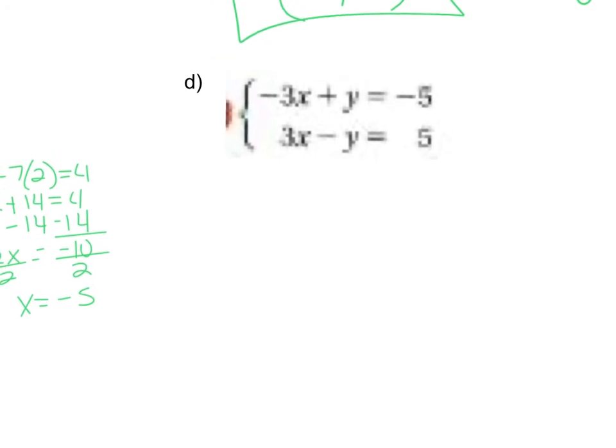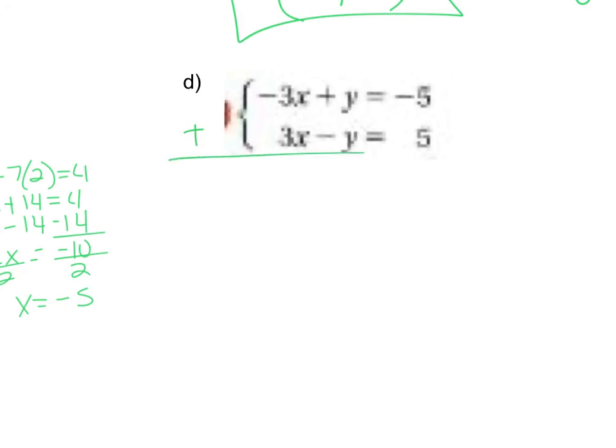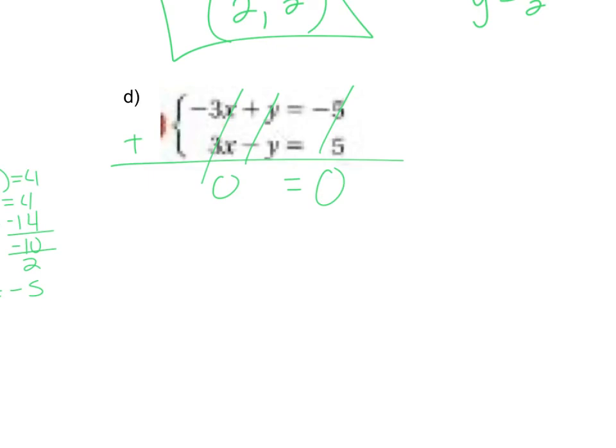Okay, on this one, let's do this one. Looks like stuff's already ready to cancel. We don't need to multiply anything, so let's just add them together. Well, -3x and 3x, that's 0. y and -y, this is also going to be 0. So when 0 equals 0, that's true. So what would this be? Remember your special solutions. This would be infinite solutions.